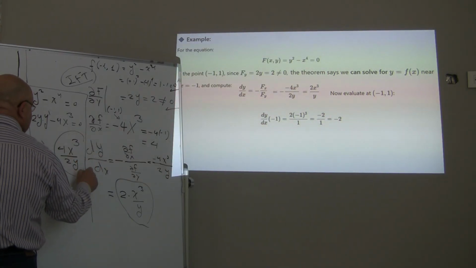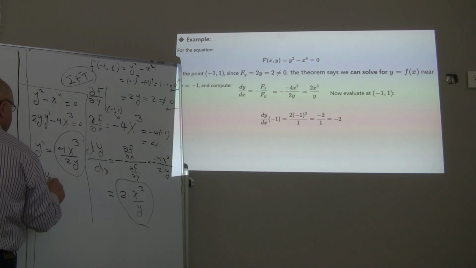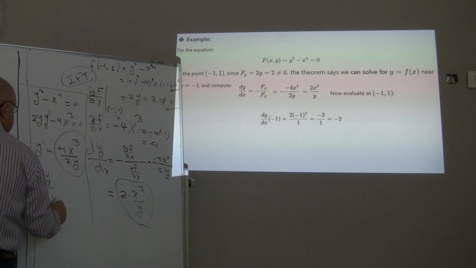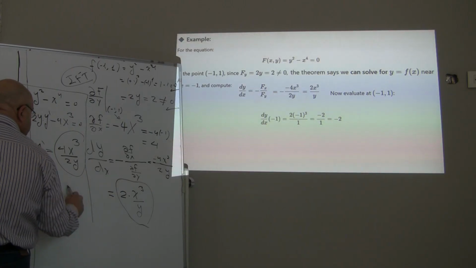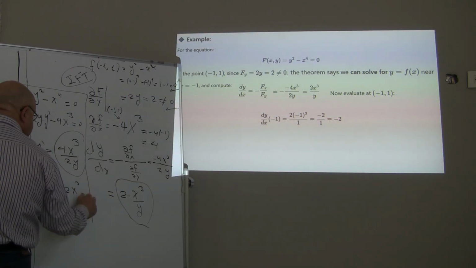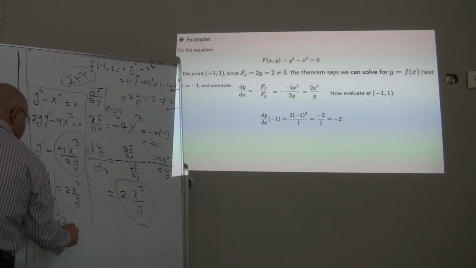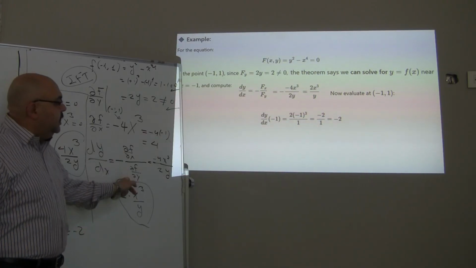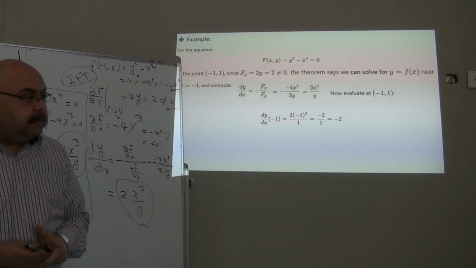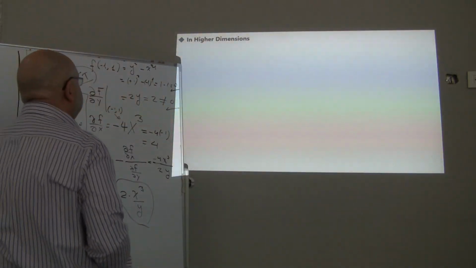Remark, I've reached the same result as the implicit function theory. Which means that the value of dy by dx is simply going to be 2x cubed over y. So if you substitute negative 1 and 1, it's going to lead to negative 2, exactly the same answer as we did. So that's a quick check for you for this function.